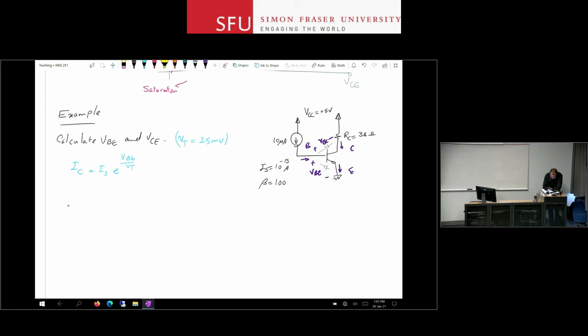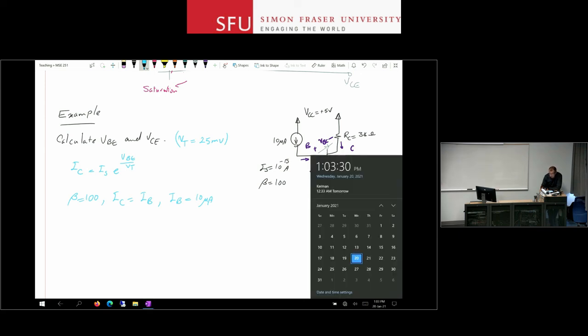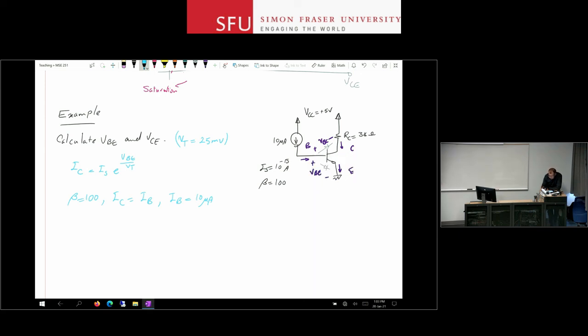I know beta. Beta is 100, IC is beta times IB, and IB is 10 microamps. With the direction of current here, I can see that the base emitter junction can be forward biased. Basically, the current source will accommodate any voltage needed at the base to make sure the base emitter junction is forward biased. So I will have 0.7, 0.6 volts at the base, and hopefully base collector will be reverse biased. I don't know at this point. I need to verify it later on.